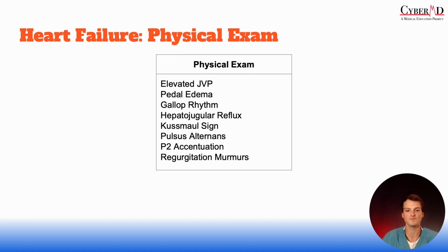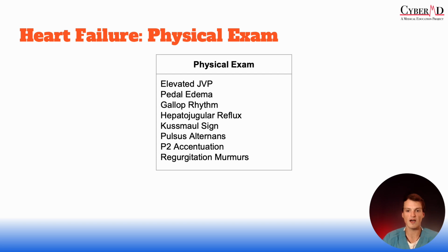for heart failure. Number five is the Kussmaul sign, and that's going to be this paradoxical rise in the JVP during inspiration. And that's going to be seen more in a restrictive pattern. So that's something to look out for if you think the patient maybe has a restrictive or stiffening etiology of their heart failure. Number six is pulsus alternans.